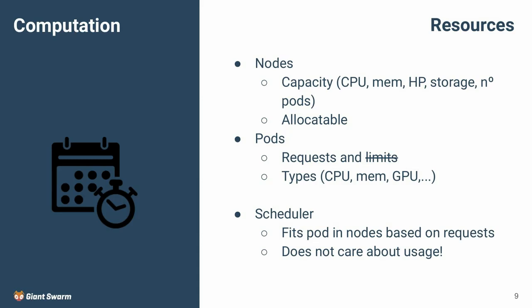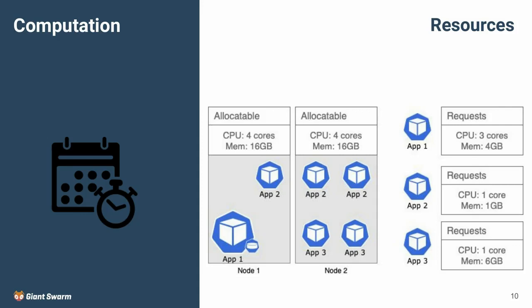So if we see an example here, we see two nodes. For the sake of simplicity, I just chose two nodes. They are the same. They are part of the same node pool, or they have the same type of resources, four cores and 16 gigabytes. And we have three applications. These three applications have different requests. So app 1 has 3 cores and 4 gigabytes. Application 2 has 1 core and 1 gigabyte, and application 3 has 1 core and 6 gigabytes.